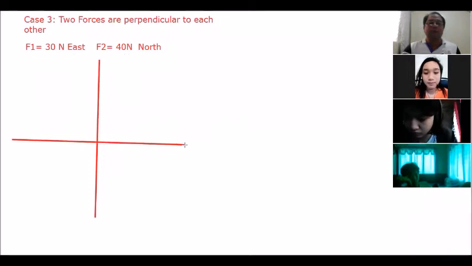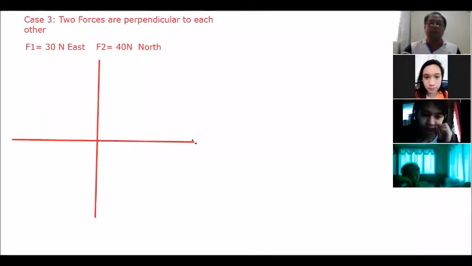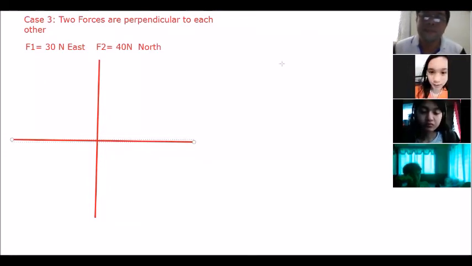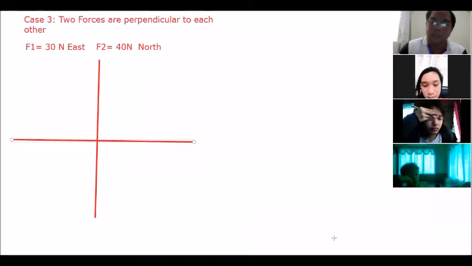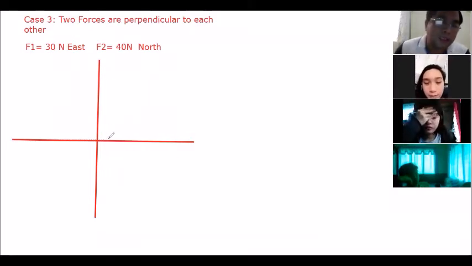So what's another word for our graphical solution? Tip to tail. So we are going to draw, guys. I want you to remember that one, because it's easier to apply it when you know the name. So we have to draw first F1 again, in a sequence.